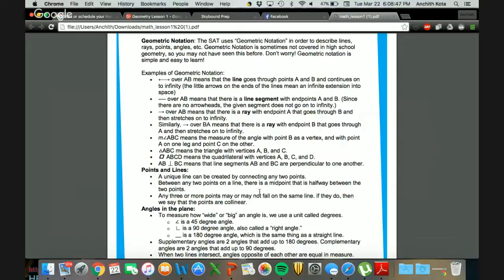Between any 2 points on a line, there's a midpoint that is halfway between the 2 points. Pretty self-explanatory. If you have 2 points, then somewhere on that line there's a single point where the distance from one point to that point is equivalent to the distance of the other point to that point.